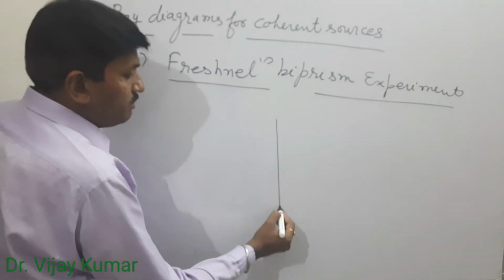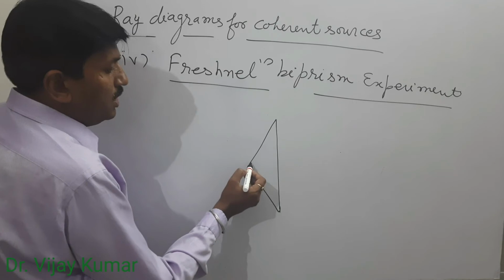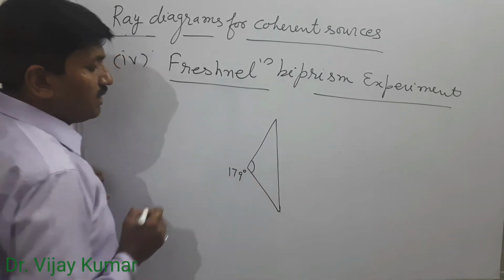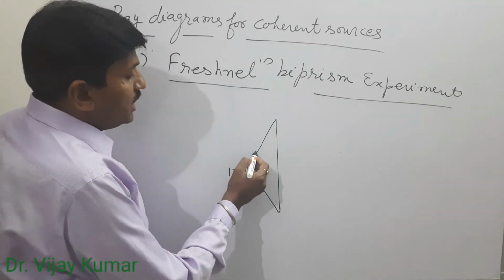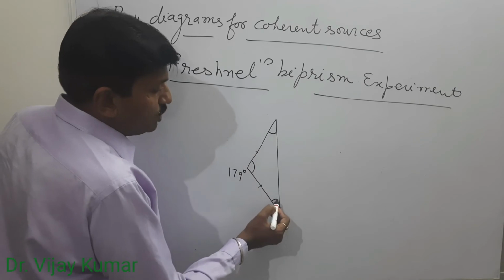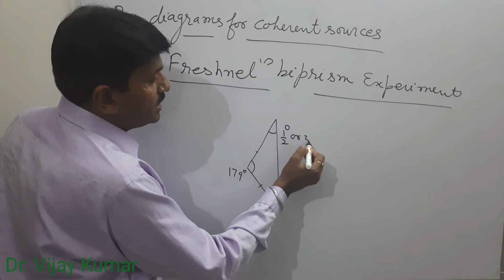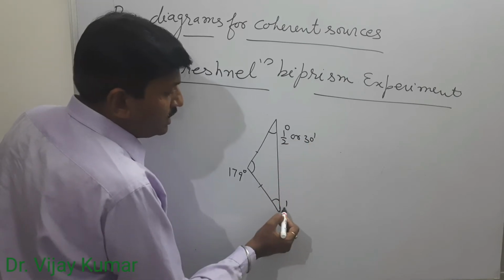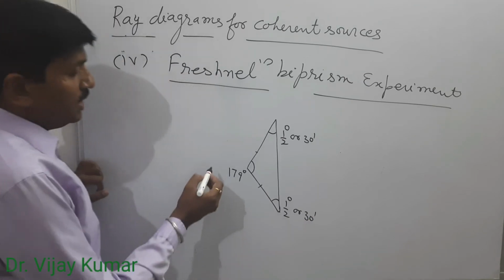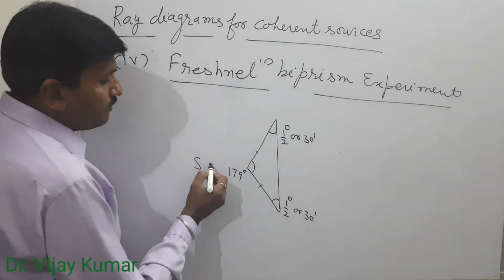This is a biprism, and this angle of the biprism is 179 degrees. This is an isosceles triangle. So these two angles are equal to each other, and each should be half a degree, or we can say 30 minutes. Again, it should be half a degree or 30 minutes. This is a monochromatic source.